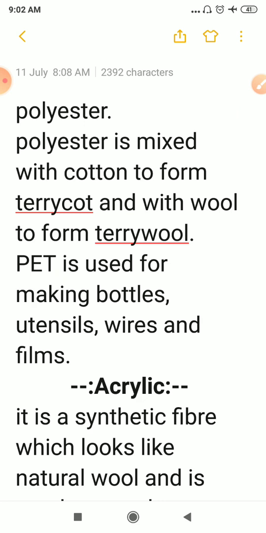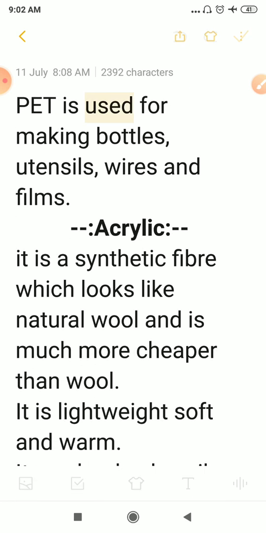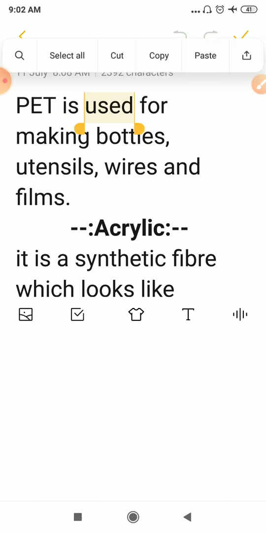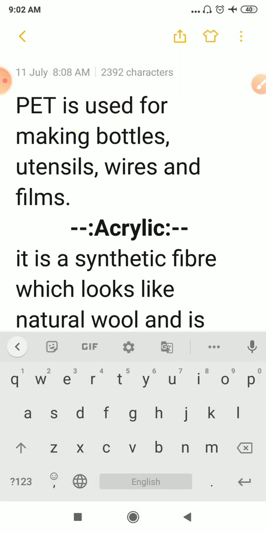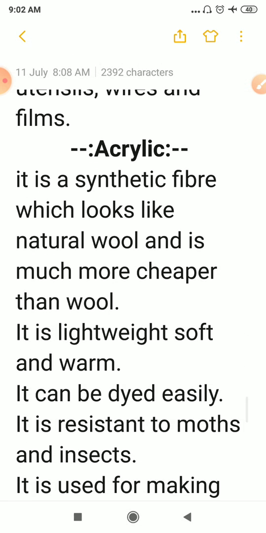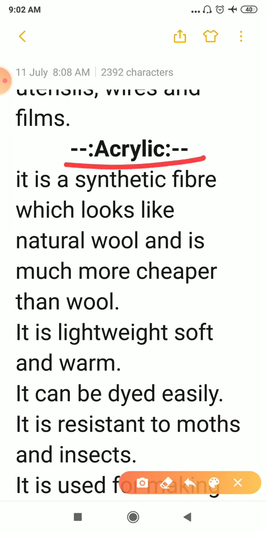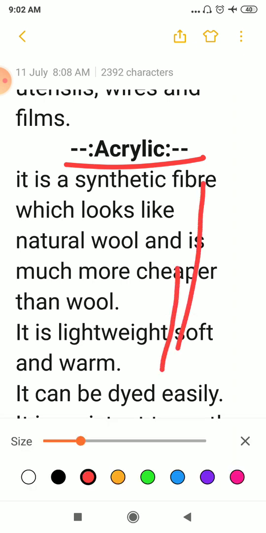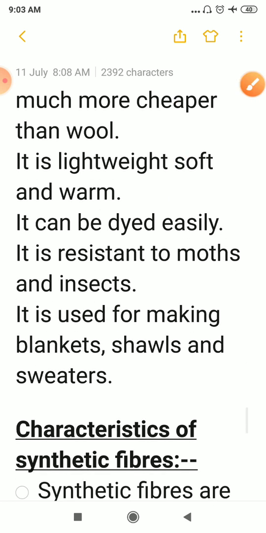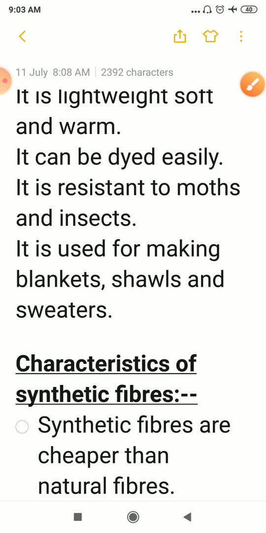The next common type of synthetic fiber that we use is acrylic. It is a synthetic fiber which looks like natural wool and is much cheaper than wool. It is lightweight, soft, and warm. It can be dyed easily into different colors.